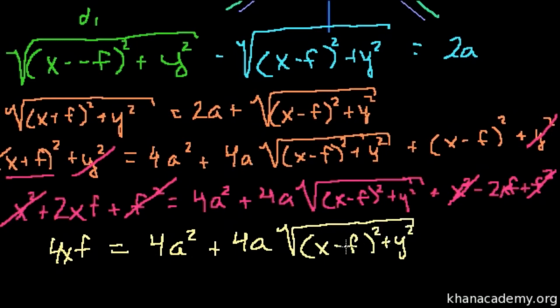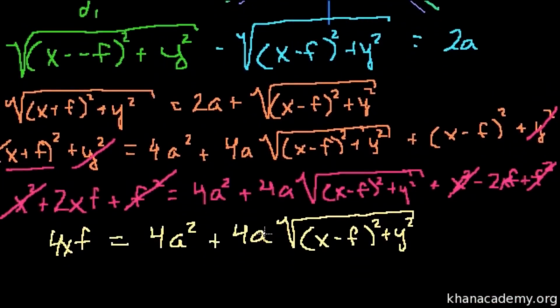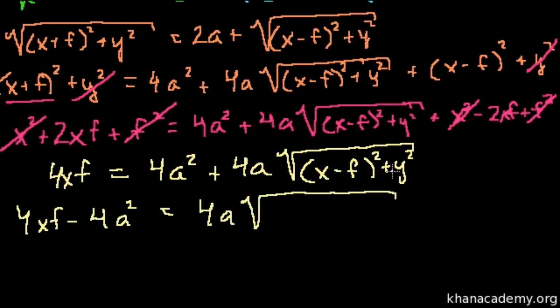It's easy to get lost in the algebra. Remember, all we're doing, just to remind you of this whole point, is simplifying the difference of the distances between these 2 points, and then seeing how it relates to the equation of the hyperbola itself, the a's and the b's. So let's take this 4a, put it on this side. So you get 4xf minus 4a squared is equal to 4a times the square root of, let's just multiply this out because we'll probably have to eventually, x squared minus 2xf plus f squared plus y squared. That's this just multiplied out. That's the y squared right there.